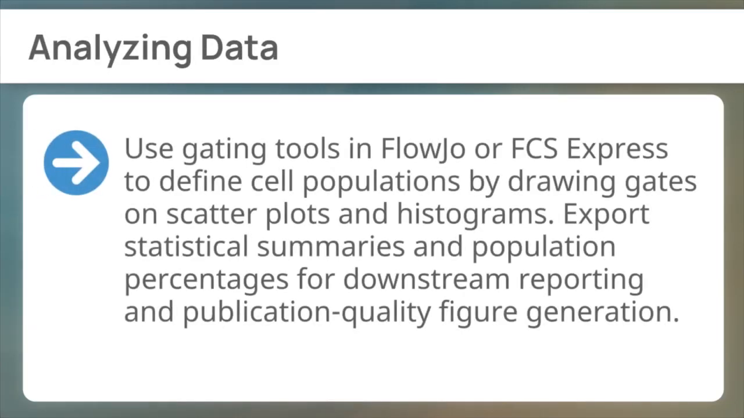Next, analyzing data. Use gating tools in FlowJo or FCS Express to define cell populations by drawing gates on scatter plots and histograms. Export statistical summaries and population percentages for downstream reporting and publication quality figure generation.